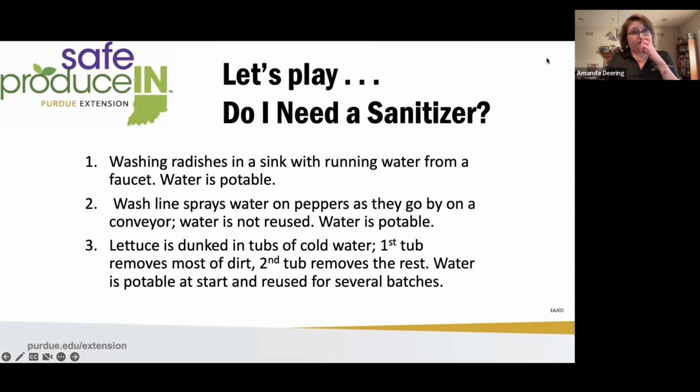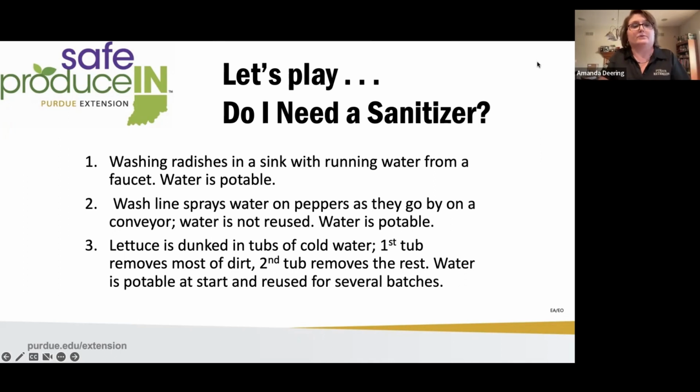Second one: a wash line sprays water on peppers as they go by on a conveyor. The water is not reused and the water is potable. So again, probably not. I don't need a sanitizer. In any of these, could you use one? Yeah, sure. But the risk isn't really there.